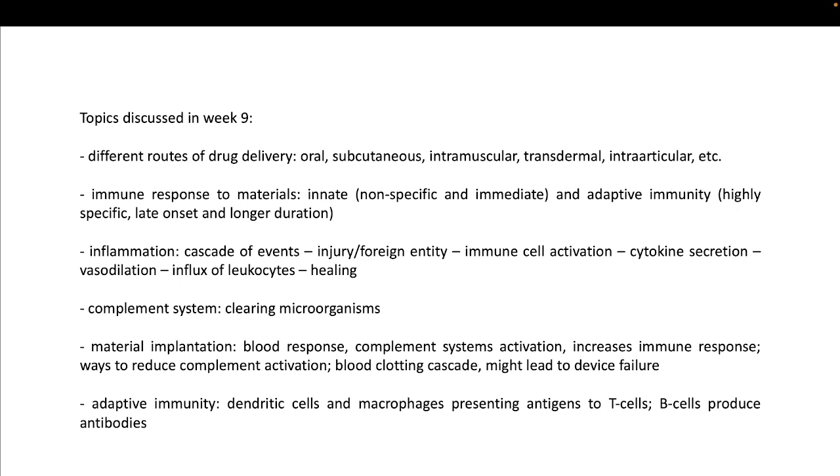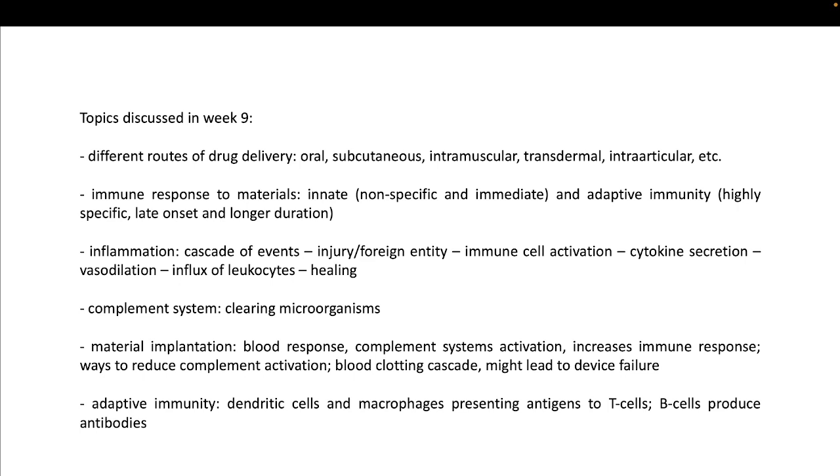Apart from that, towards the end of this week's lectures, we have looked at adaptive immunity in a bit of detail, which includes dendritic cells. Dendritic cells and macrophages are a link between innate and adaptive immunity. Whenever a foreign particle is detected, macrophages will engulf it, phagocytose it, and present it on their cell membrane.